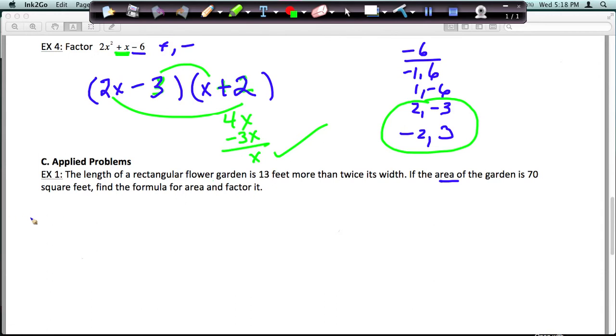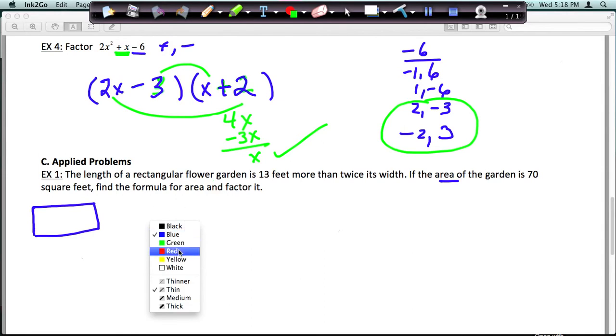Okay, so first I would draw a picture to kind of help me visualize what's going on. Doesn't have to be perfect. That should be a rectangle. Pretend like it is. And let's mark what it tells us. It says the length is 13 feet more than twice its width. So when it gives you the length in terms of the width, first just put W for width. So that's a good way to start.